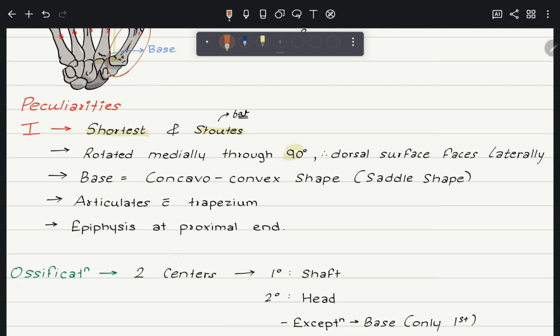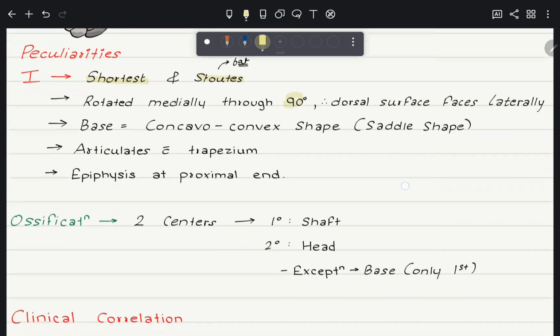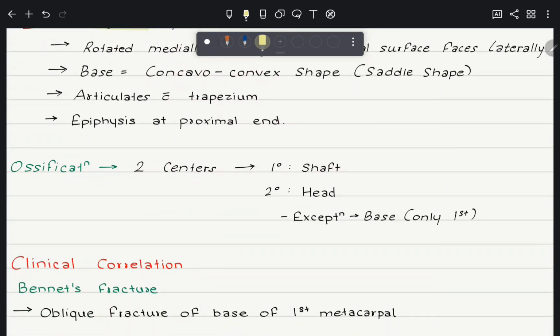Talking about its base, as you can see, it is concavo-convex in shape, that is the saddle shape. It articulates with the trapezium, and has an epiphysis at the proximal end. Talking about ossification of metacarpals, they have two centers of ossification. The primary center is the shaft, the secondary center is the head, but not for all. For the first metacarpal, the secondary center is the base.